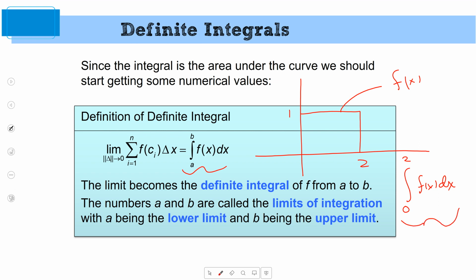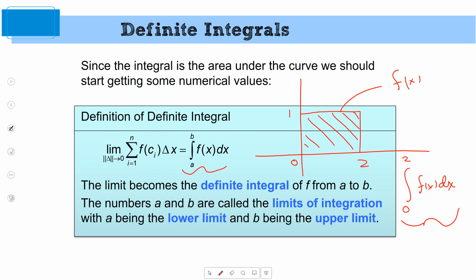So what is this saying? This is saying what's the area under the curve of f of x, which in this case is a horizontal line, from 0 to 2. From 0 to 2. The area is just 2. Yeah, it's just the area of that rectangle. 2.